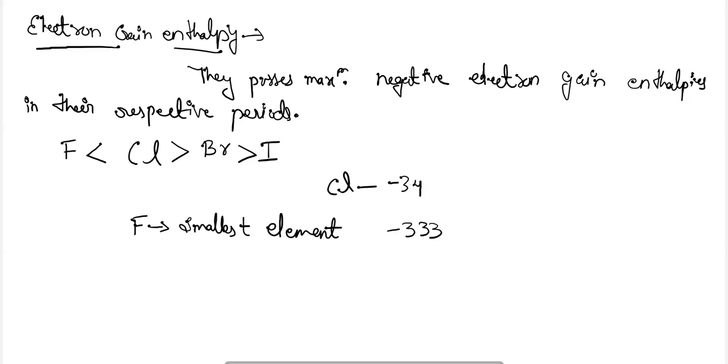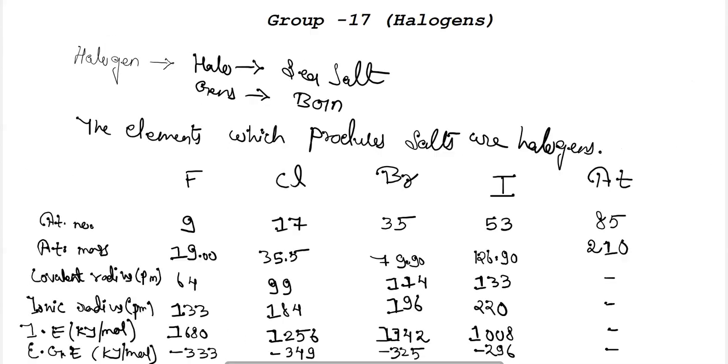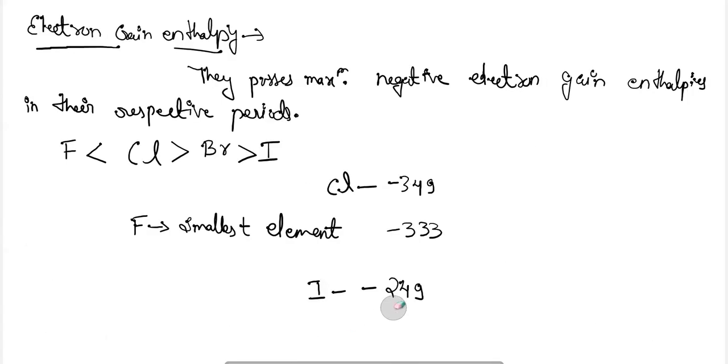And iodine has minus 249, no, I think it is not 249, it is 296, sorry, 296, the lowest electron gain enthalpy possessed by a halogen in the group. Hence we conclude that chlorine has the highest negative electron gain enthalpy, while iodine has the lowest.